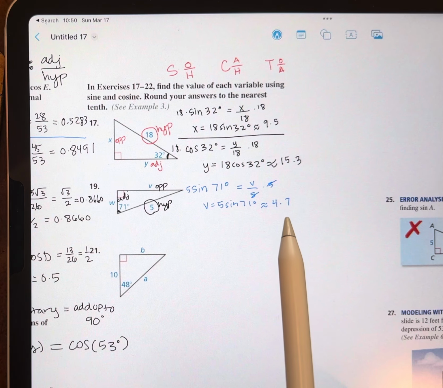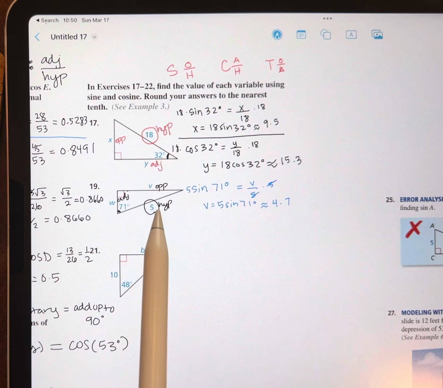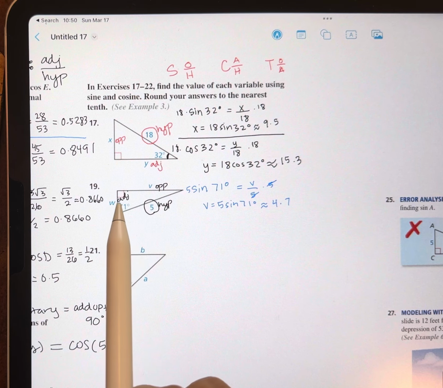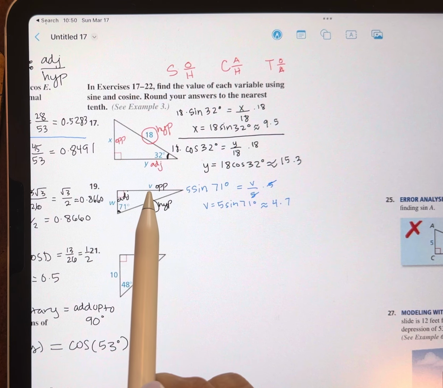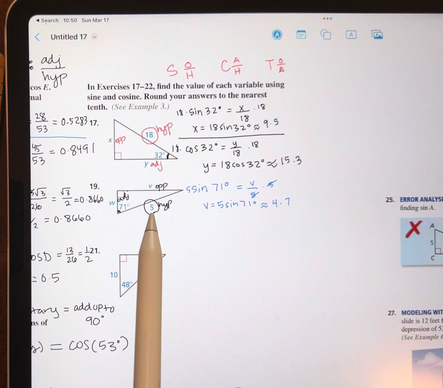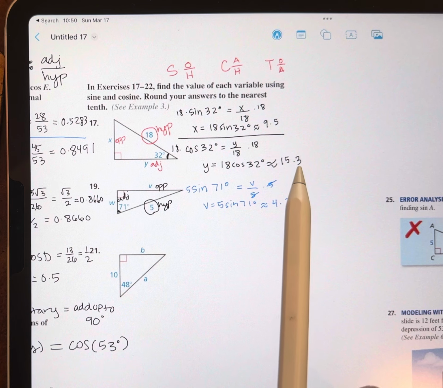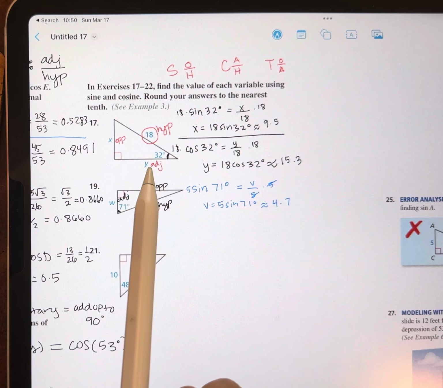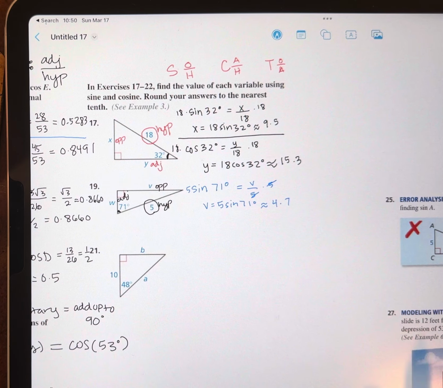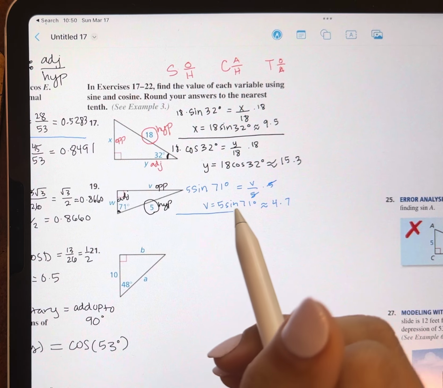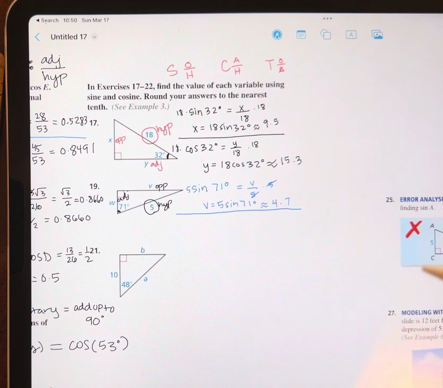And if you're wondering, does this answer make sense? You could look back at the triangle. In this triangle, that side with that angle being less than the hypotenuse, 4.7 makes sense. In our previous problem, 15.3 for y, that makes sense. 9.5 for x, that makes sense. You can look at the context and see if it makes sense. All right, off we go.